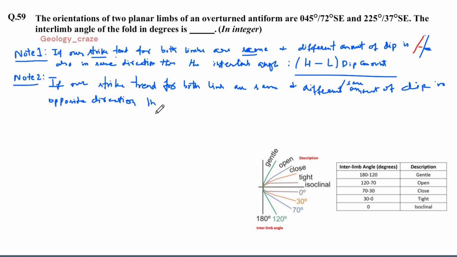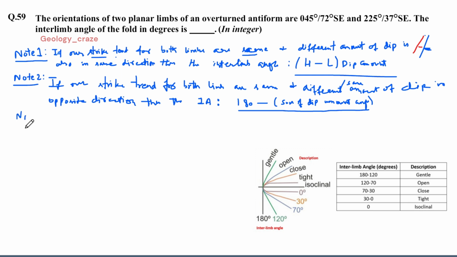Okay, then the interlimb angle we will calculate by 180 minus sum of both dip amount angle. Okay, I will tell you how I'm writing this, why I make this. This you will not get in any book.